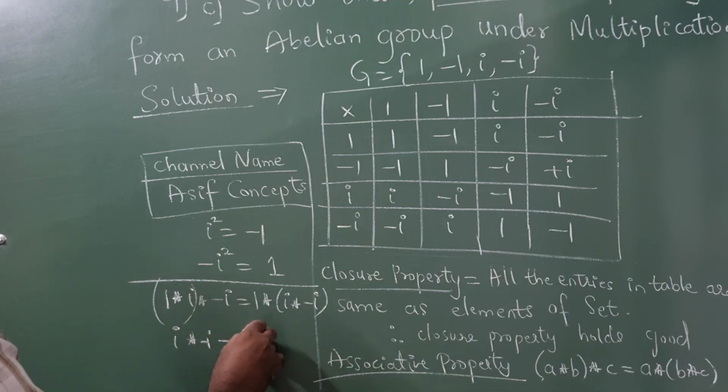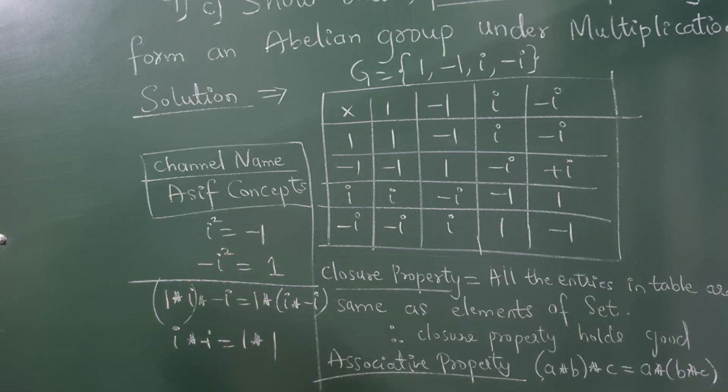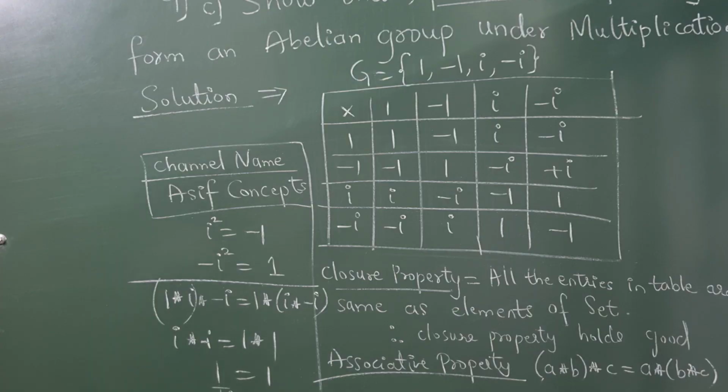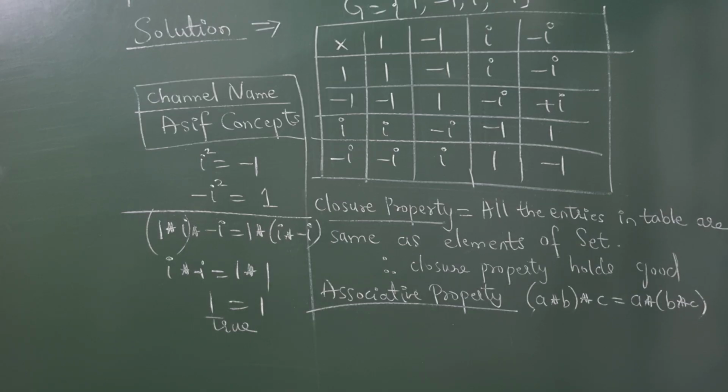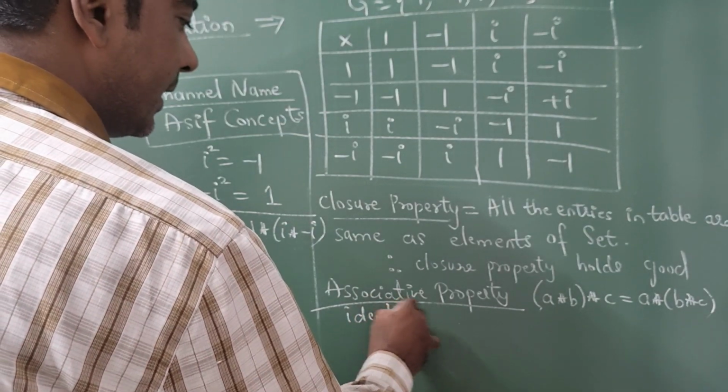This is equal to 1 star (i into i square). i square means minus 1, minus i square means 1. 1 into 1 is 1. i into minus i is minus i square, so it is 1. So this is true. LHS is equal to RHS. Associative property holds good. Now next comes identity element.